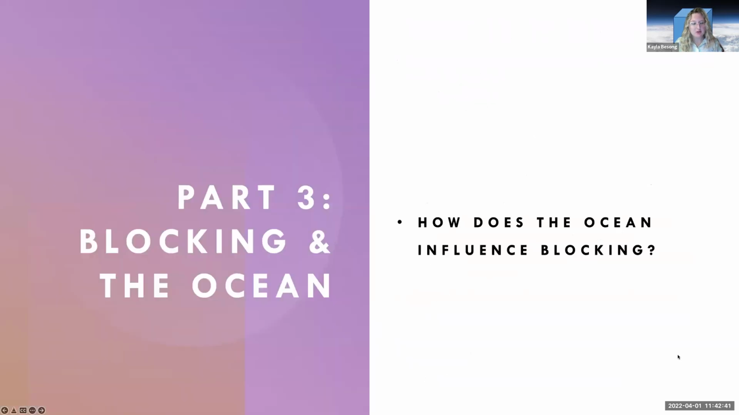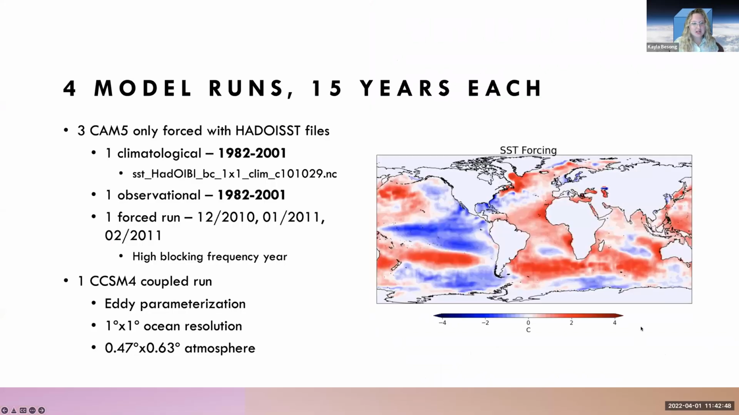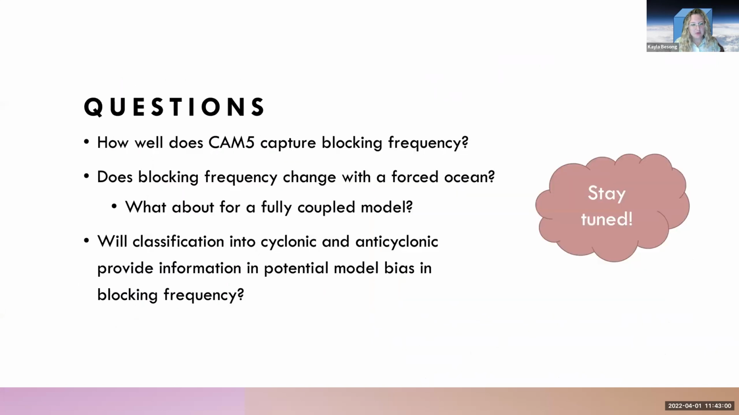And lastly, part 3, blocking in the ocean. I haven't actually gotten fully here yet. This is more of my future work, where I'm looking at different model runs and comparing how they may change blocking frequency and blocking statistics, right? So you might have to stay tuned for that one, but I'm really interested to see if classifying into cyclonic and anticyclonic can provide a lot of insight on some of these blocking frequency biases that we may have.